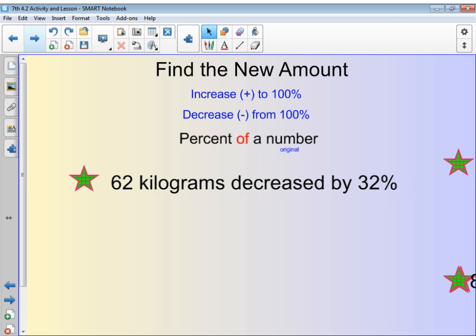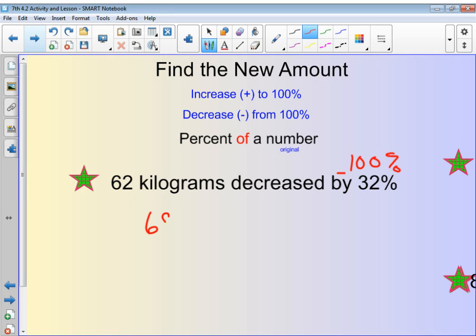Okay, so another decreased one. So when we decrease, we're going to subtract from 100%. So we want to take 100% minus 32%. So 100 minus 32 should give us 68. So we want 68% of 62. So we should get a number that's smaller than 62. So 0.68 times 62 gives us 42.16.